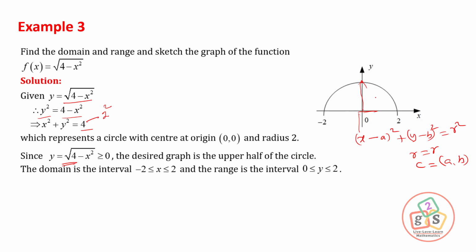From this diagram, what are the possible values x can take? Minus 2 to plus 2. So x can take minus 2 to plus 2, which is the domain. So the domain is minus 2 to plus 2. And what about the range? f of x can take y values from 0 to 2, since the radius is 2. And this is the diagram.